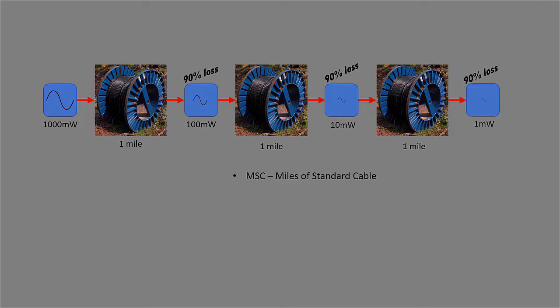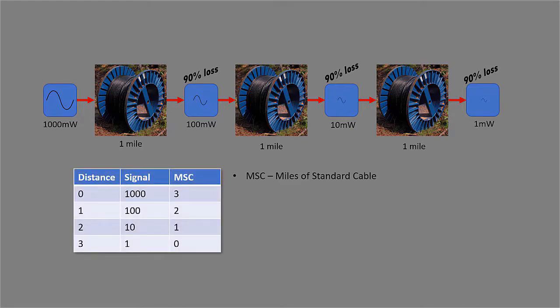From that point on, when they would test different types of telephone cable from different manufacturers, they would assign an MSC value to each. For instance, if a cable exhibited 90% loss over 1 mile, it would be given a rating of -1 MSC. If a cable exhibited 45% loss over 1 mile, it would be given a rating of -0.5 MSC.